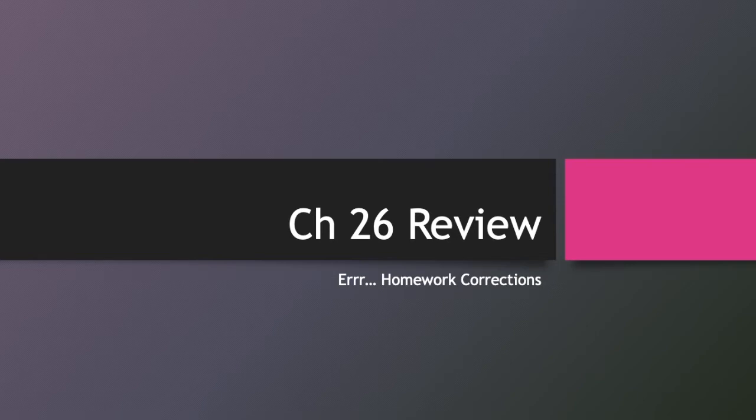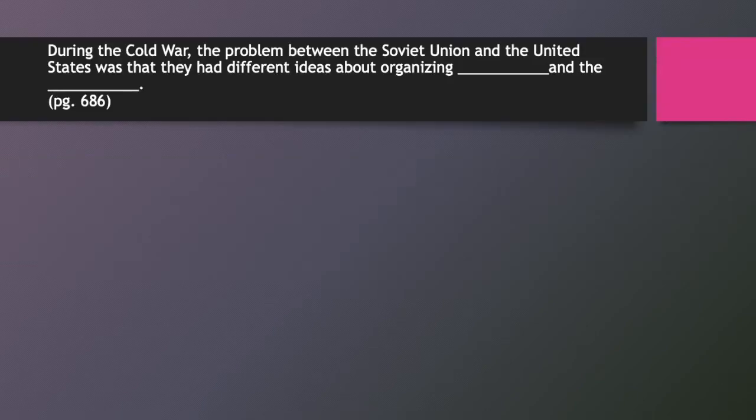All right, so let's see here. During the Cold War, the problems between the Soviet Union and the United States were that they had different ideas about organizing governments and the economy or economics. So what we want to look at here is the difference between ideologies between the two countries. So government and economics, remember that.